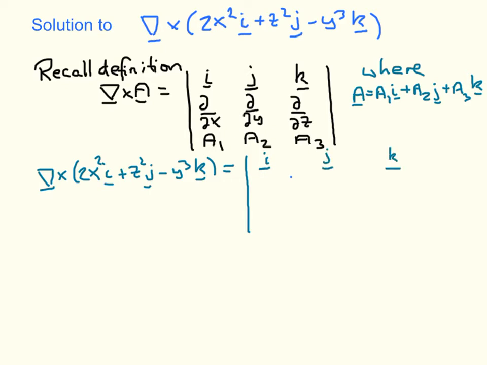I'm giving myself a bit more room so that I can write out the components of the vector, d by dy and d by dz, and on the bottom row we have 2x squared, because that is this component. The next component is z squared, so I put that here, and the final component is minus y cubed.